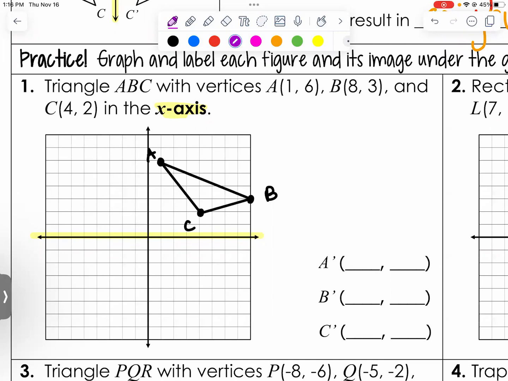Now, let's start with point A. How far away is point A from the x-axis? Let's count together. 1, 2, 3, 4, 5, 6 away. So Kale, how many units away should A prime be? The same, 6. So now we're gonna go on the other side of the x-axis. 1, 2, 3, 4, 5, 6. And here is our new A coordinate.